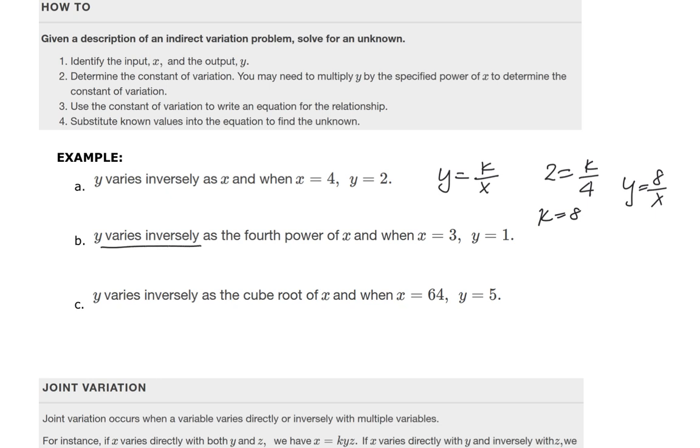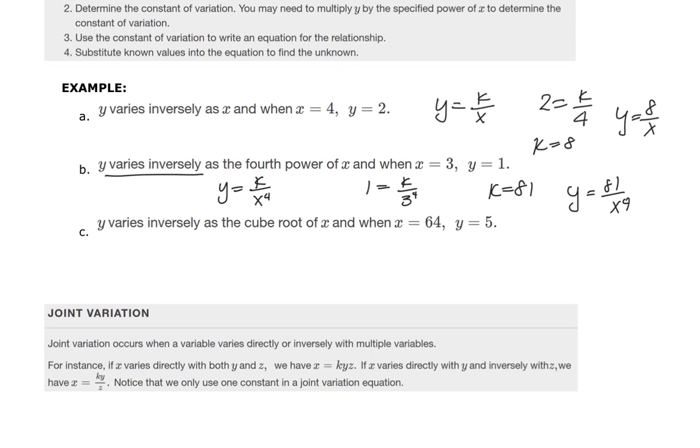Varies inversely as the fourth power of x. So I'm going to have y is equal to k divided by x to the fourth. So when x is 3, y is 1. So 1 is equal to k over 3 to the fourth power. So k happens to be 81. That's 3 to the fourth power. And so y is equal to 81 over x to the fourth.